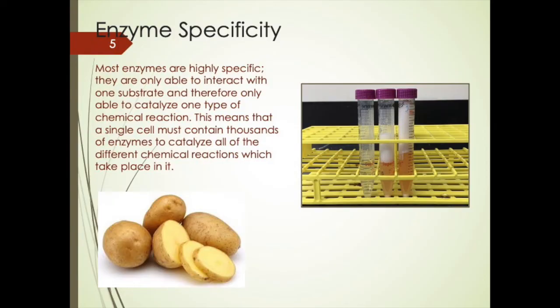Okay. Most enzymes are highly specific. They're only able to interact with one substrate. So in this case, catalase only binds with peroxide. A single cell must contain thousands of different types of enzymes in order to catalyze all of those thousands of types of chemical reactions.